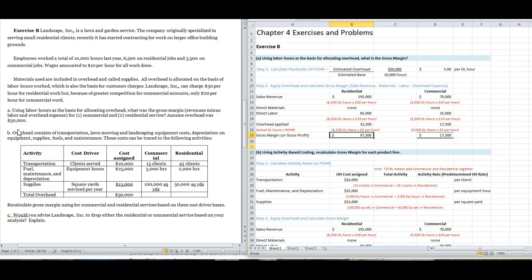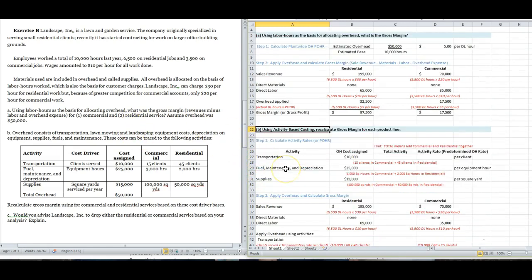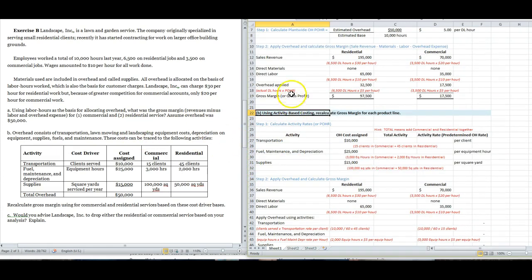That is the review part. Now we get to the new stuff. The new stuff is we're going to use activity-based costing to apply overhead. The only thing that's going to change is overhead. So sales revenue, direct materials, and direct labor are going to stay the exact same. Only overhead will be different.